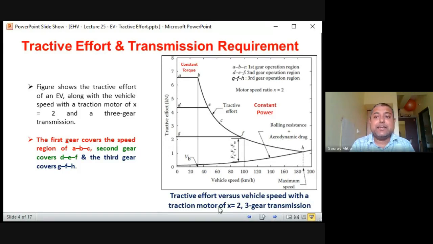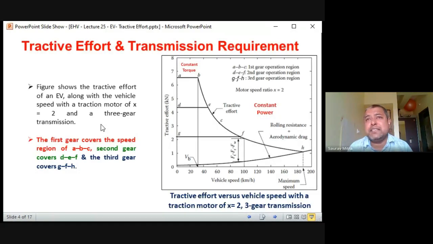So this x is actually calculated with respect to the highest gear VB. So in this case, highest gear VB is 100 and maximum speed is around 200. So 200 divided by 100 is equal to value of 2. So this is x is equal to 2. So x is equal to 2 means it's a 3-gear system. So the figure shows the tractive effort of EV along with the vehicle speed with a traction motor of x is equal to 2. So this x is equal to 2 defines the motor.